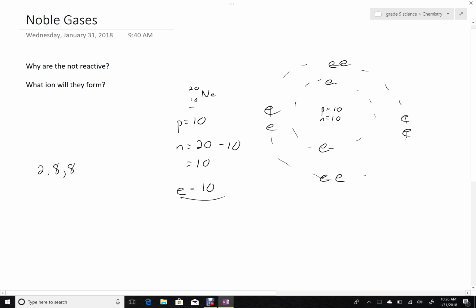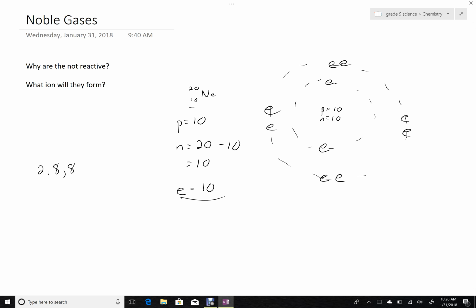And then if I look at this atom, what I'm going to notice is that the outer shell is already full. So if this was going to become a negative ion, it'd have to take on a new electron and start a whole new shell. It doesn't want to do that. If it were to become a positive ion, it'd have to give up one of these electrons and then its shell wouldn't be full. It doesn't want to do that.